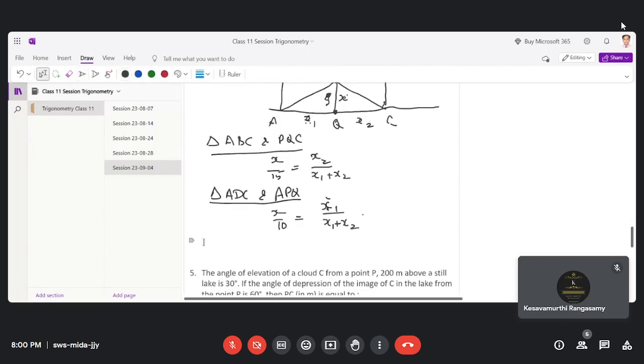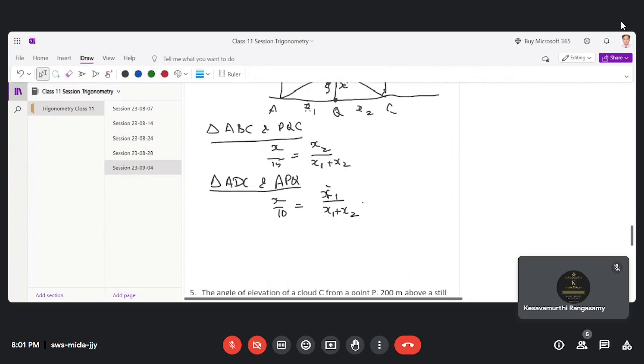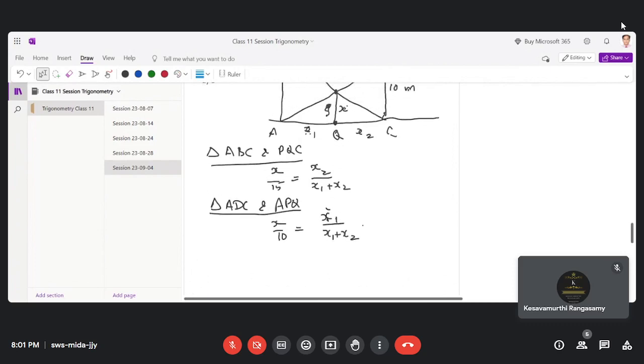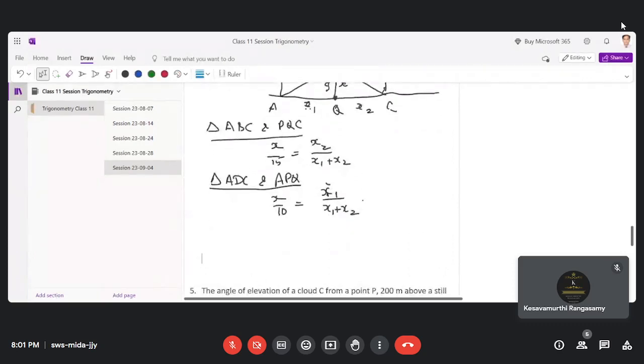Sir, we divide. But if we divide, x is eliminated. If you divide, you're not going to get the solution. x is eliminated. You will probably get a ratio for x1 by x2 by dividing, but that won't help us, right? So now what do we do? You add the two. That is what you have to do here.